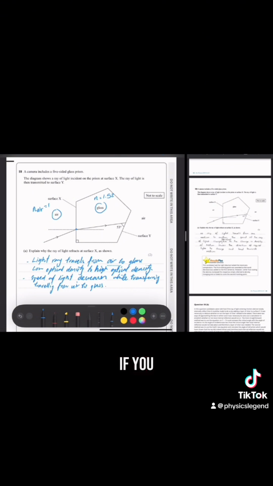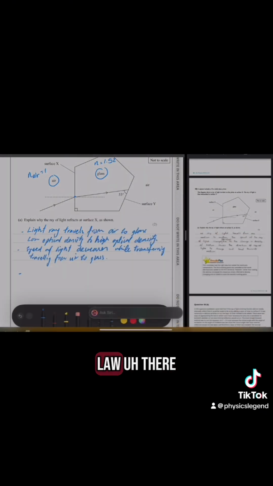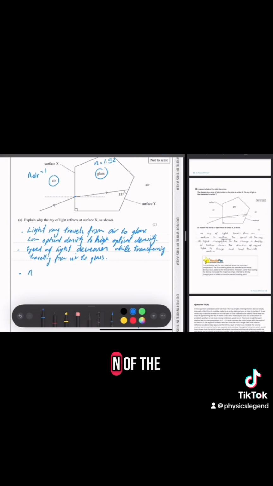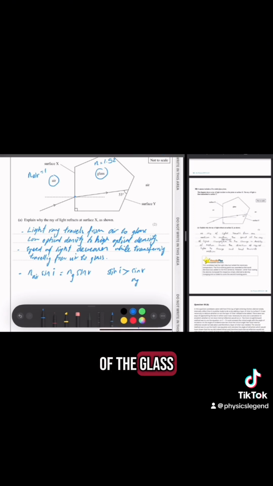If you want to prove what I'm saying using Snell's law, there is a formula: N of the air sine I, which is in the air, equals N of the glass sine R. So sine I is more than sine R. So definitely, the refractive index of the glass is greater than the refractive index of the air, according to this mathematical equation of Snell's law.